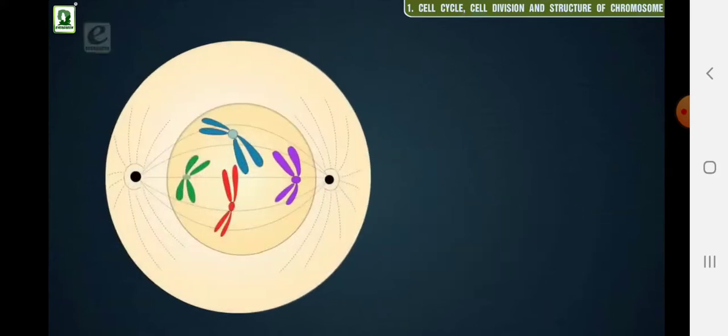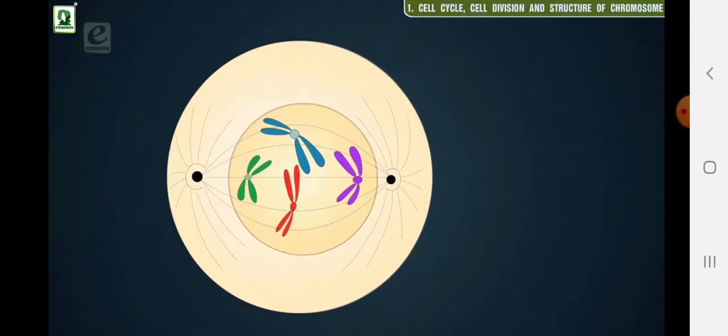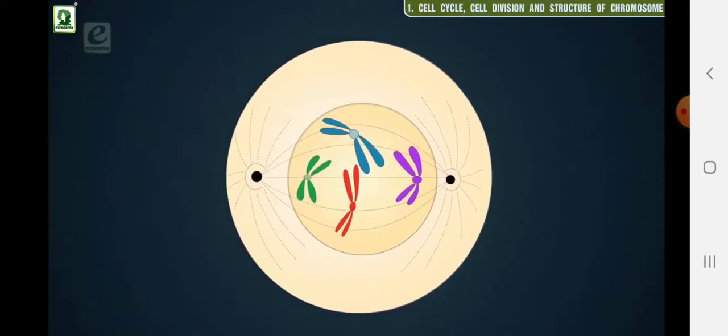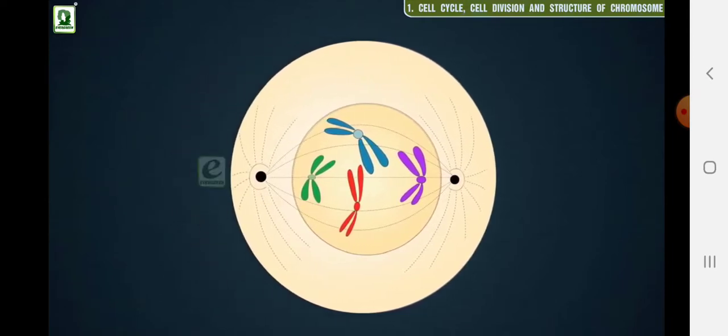The chromosomes get attached to the spindle fibers from their centromeres. The nuclear membrane and nucleus start disappearing in the middle of prophase and totally disappear by the end.